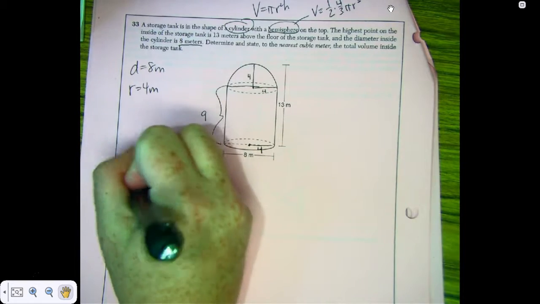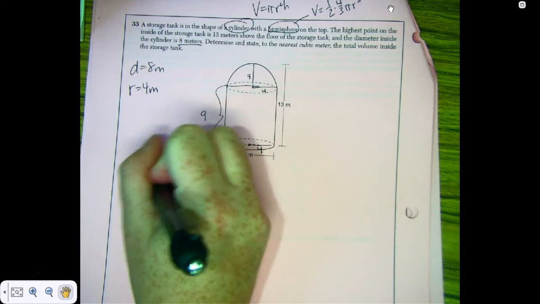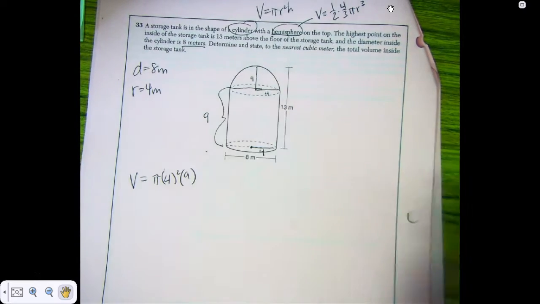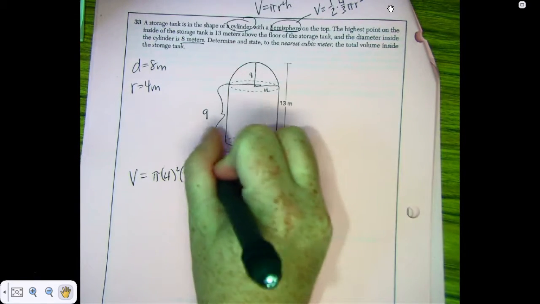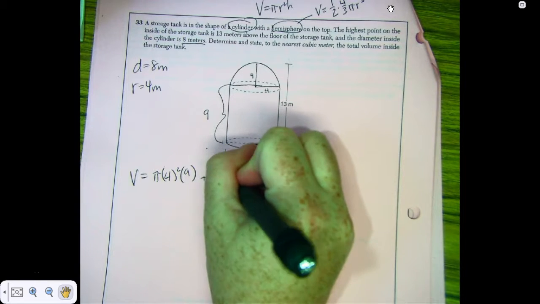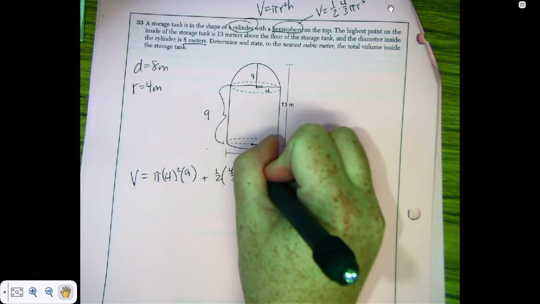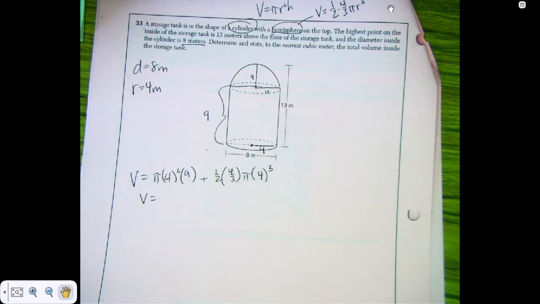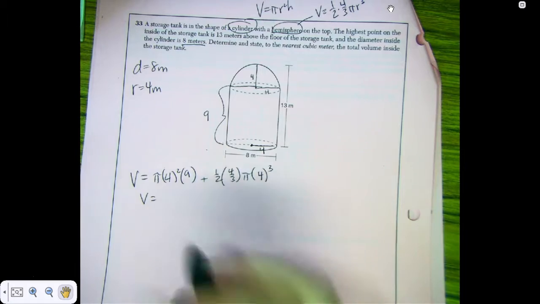So here's what I'm looking at. Volume is pi times my radius squared times my height of my cylinder plus 1/2 times 4/3 pi times my radius cubed. I'm substituting that right into my calculator, just as it is. I'm not finding anything separate. I'm finding it all at once, and then I'm going to round it.